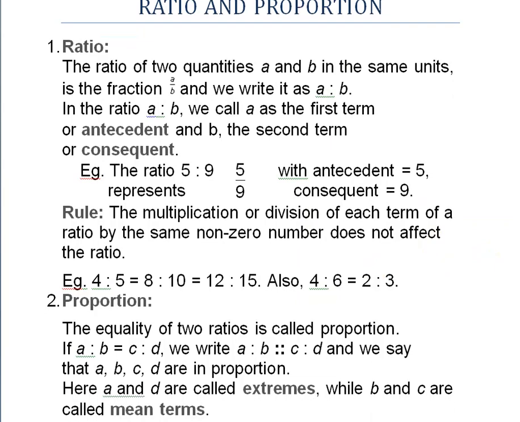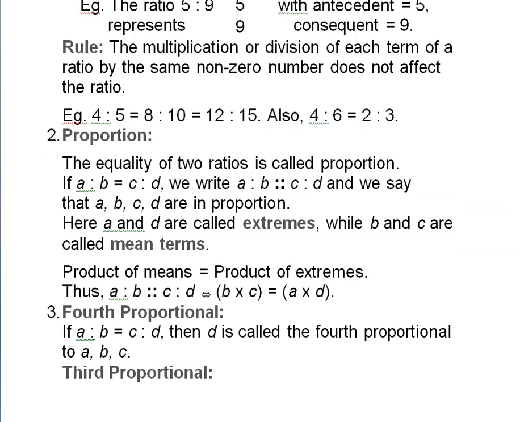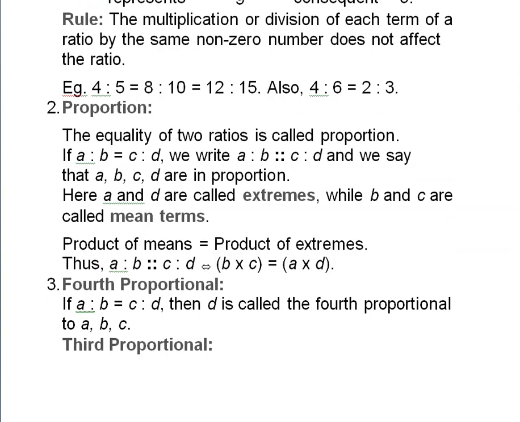Now what is proportion? Because the name of the topic itself is ratio and proportion. So now we know what a ratio is, but we need to know what a proportion is to solve the questions, right? Equality of two ratios is called proportion. A ratio B equals C ratio D. This type of equation is written as A ratio B, double colon, C ratio D. So we say that A, B, C, D are in proportion. A and D are at the ends, so they are called extremes, and B and C are in the middle, so they are called the mean terms. Product of means equals the product of extremes. This is a formula which will also be used in questions.